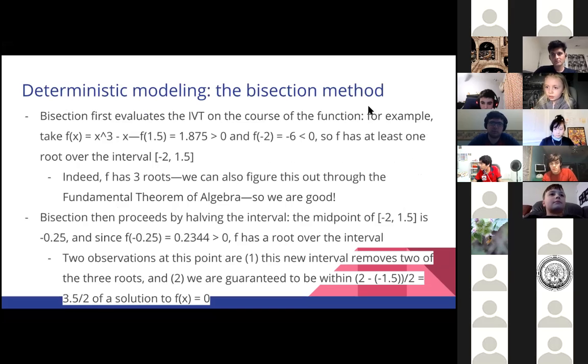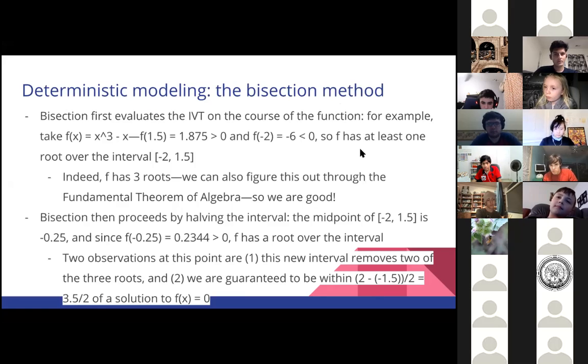So bisection first evaluates the IVT on the course of the function. For example, let's take f of x equals x cubed minus x. So f of 1.5, which equals 1.5 cubed minus 1.5 equals 1.875, which is greater than 0, and f of -2 equals -6, which is less than 0. So f has at least one root over the interval -2, 1.5 inclusive.